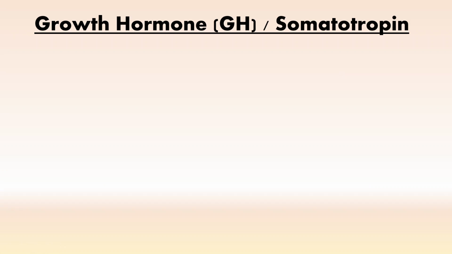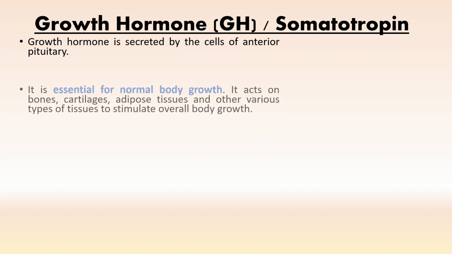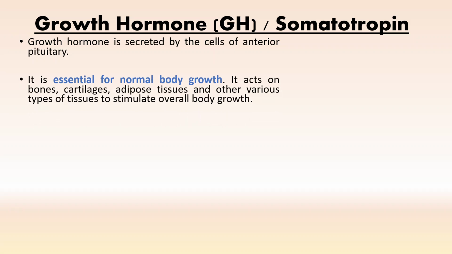Now, coming to the first hormone, growth hormone or somatotropin. It is secreted from the anterior pituitary and its main function is body growth. How? It acts on the bones, cartilage, adipose tissues and other various types of tissues of our body to stimulate overall growth of our body.